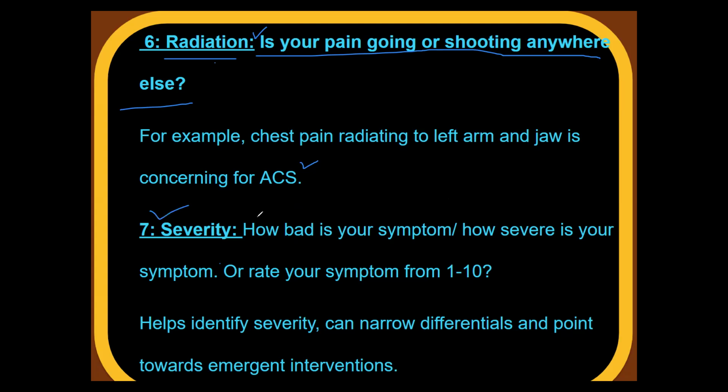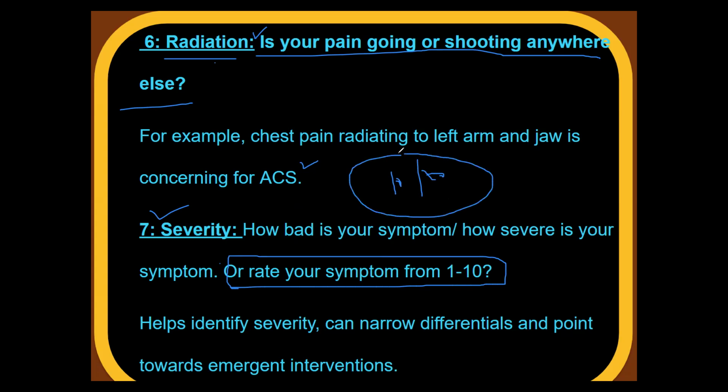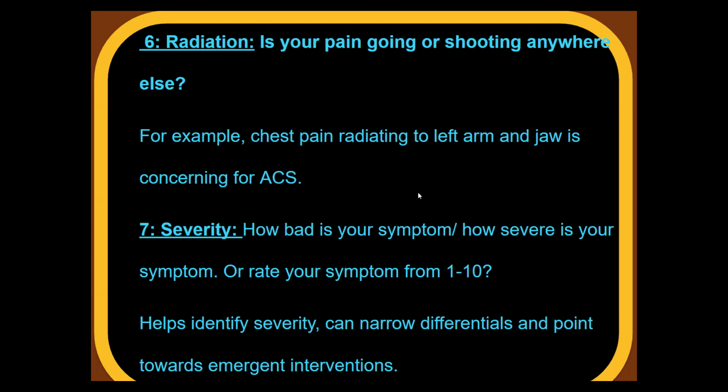Severity, how bad is the symptom or how severe is your symptom? You can also use the 1 to 10 system. For chest pain that is due to MI, usually it is ischemic pain, and ischemic pains are 10 out of 10. Most patients would say it's a 10 out of 10 or even higher. Some patients may say it's 8 out of 10, but it would be a very severe pain.